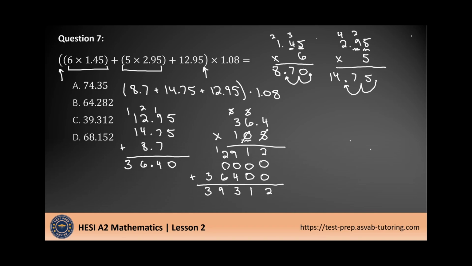All right, and then we had this 4 to the right of the decimal. And then we had a 0 to the right of the decimal and an 8 to the right of the decimal, which means we move our decimal 3 places to the left. 39.312.